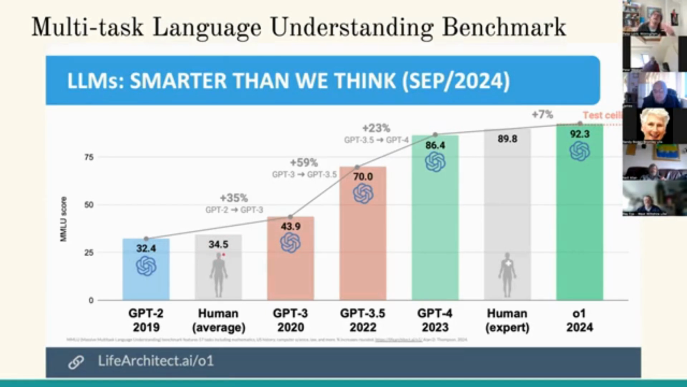So if you look at people's IQ, I don't know if you know this, but the average IQ of the entire population is set to be 100. So 50% of the population are below 100, 50% above 100.